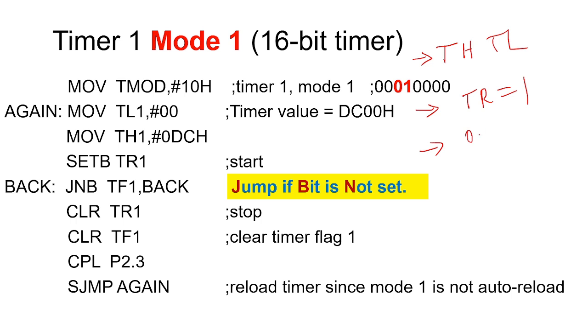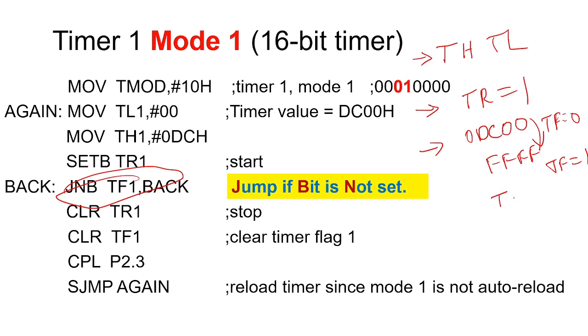For every pulse it will do a count. So your loaded value is, say, 0000, and it will count up to FFFF. During this transition your flag will be 0. So it will keep on monitoring the flag. That's why this instruction is there. When the TF bit becomes 1, it comes outside this loop and clears the control bit register values, that is TR1 and TF1, both will be cleared.